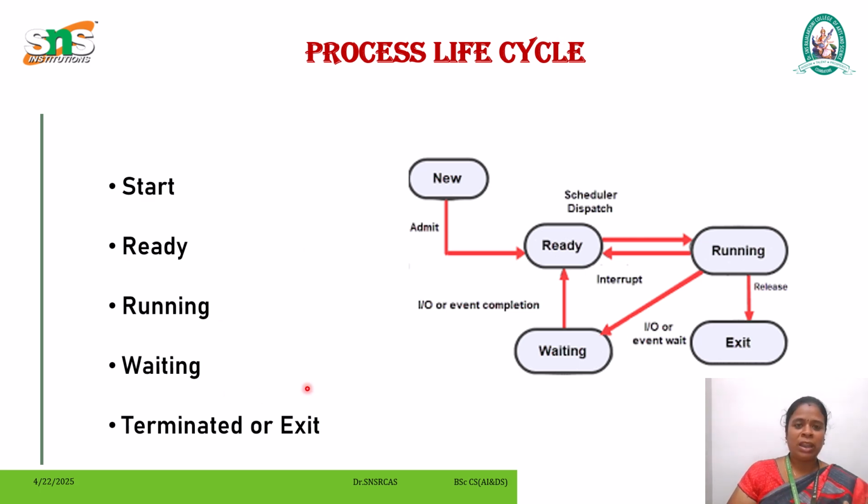Next one is waiting. A process moves into the waiting state if it needs to wait for a resource, such as waiting for user input or waiting for a file to become available. Last one, terminated or exit. Once the process finishes its execution or it is terminated by the operating system, it is moved to the terminated state, where it waits to be removed from the main memory.